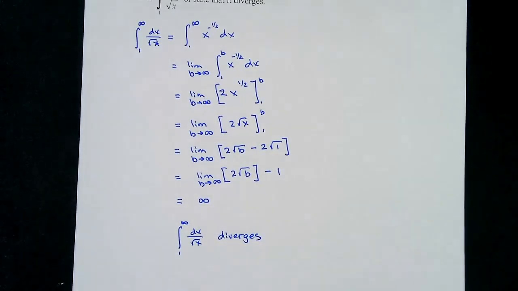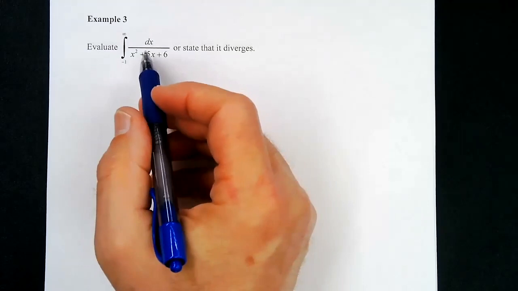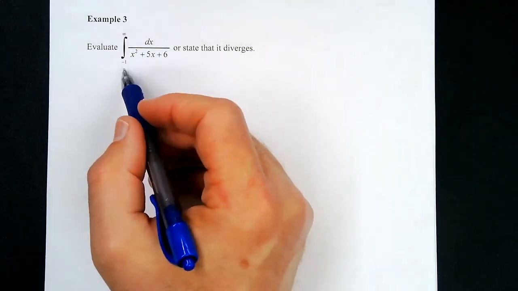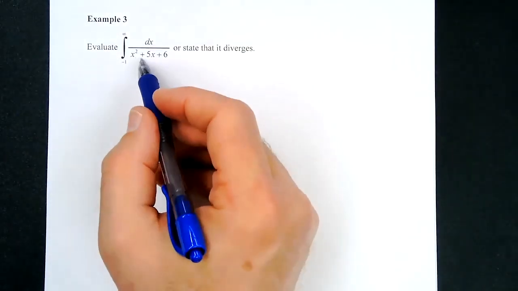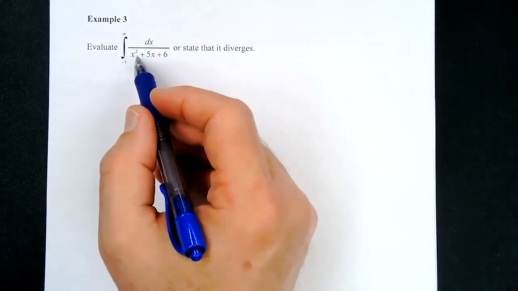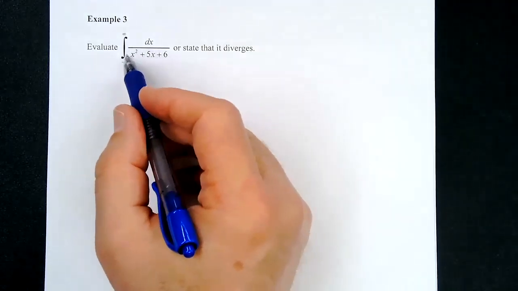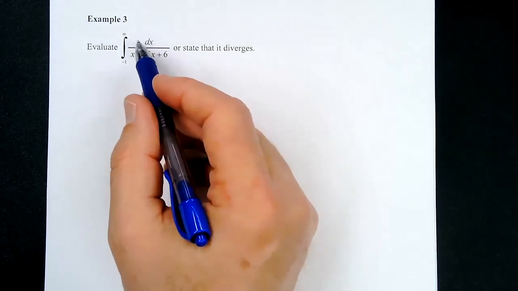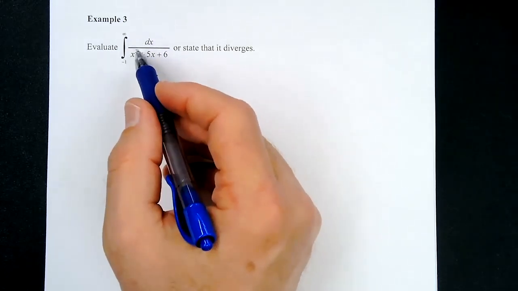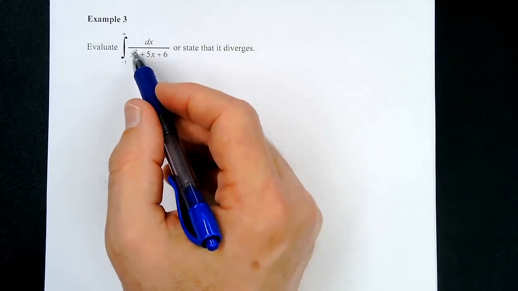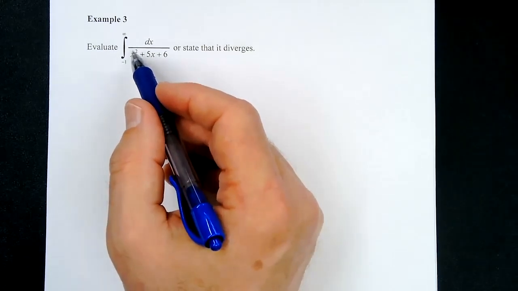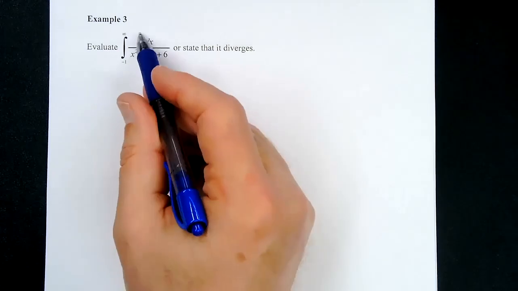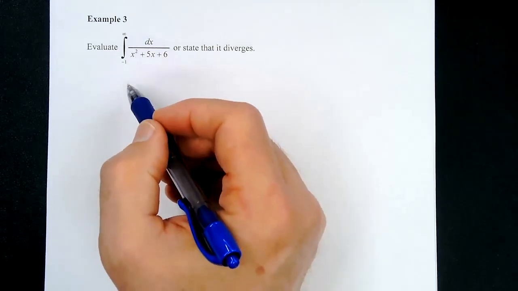All right, let's look at another one. So here's one that we're looking at. How do you evaluate the integral from -1 to infinity of dx over x squared plus 5x plus 6? If you look, the degree of the polynomial in the denominator is larger than the degree of the polynomial in the numerator, right? So that's a hint that we need to look at partial fraction decomposition.